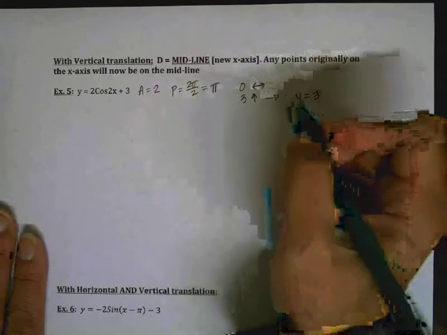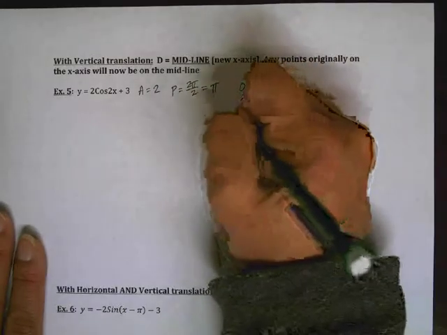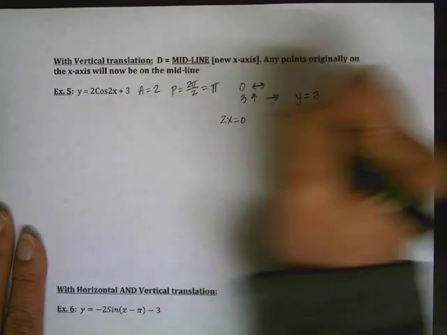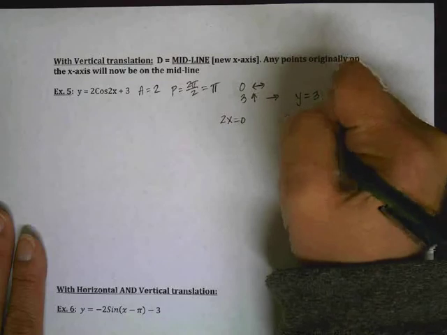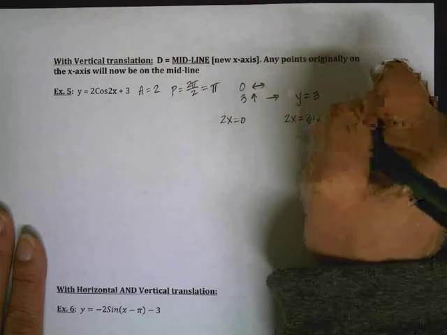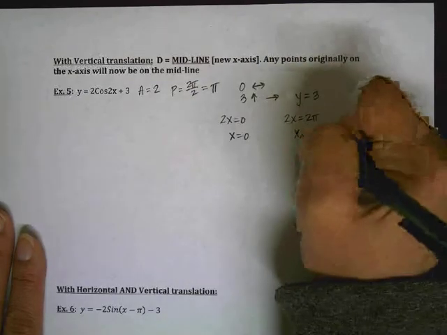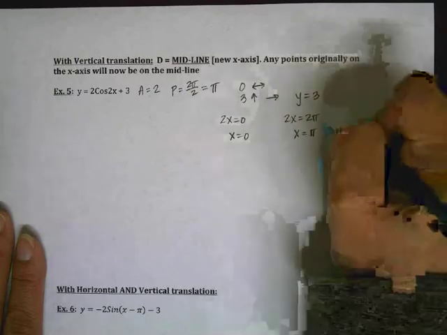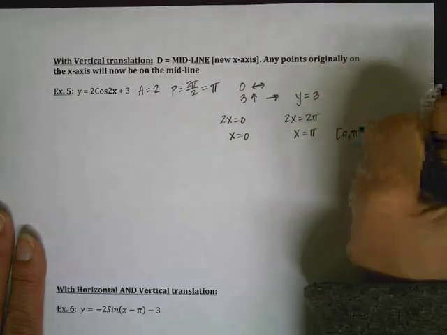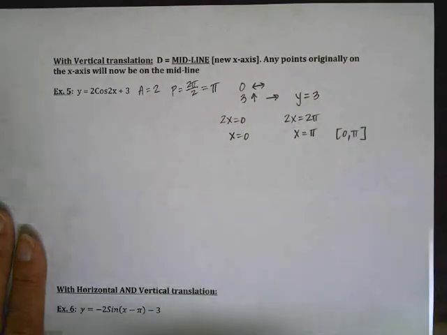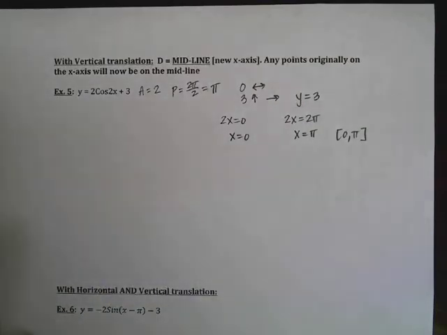So our cycle goes from setting 2x equals 0 and 2x equals 2 pi. So it's going to start at 0, and it's going to end at pi, which makes sense because there was no shift, so it starts at 0 and the period's pi, so that means it has to end at pi.